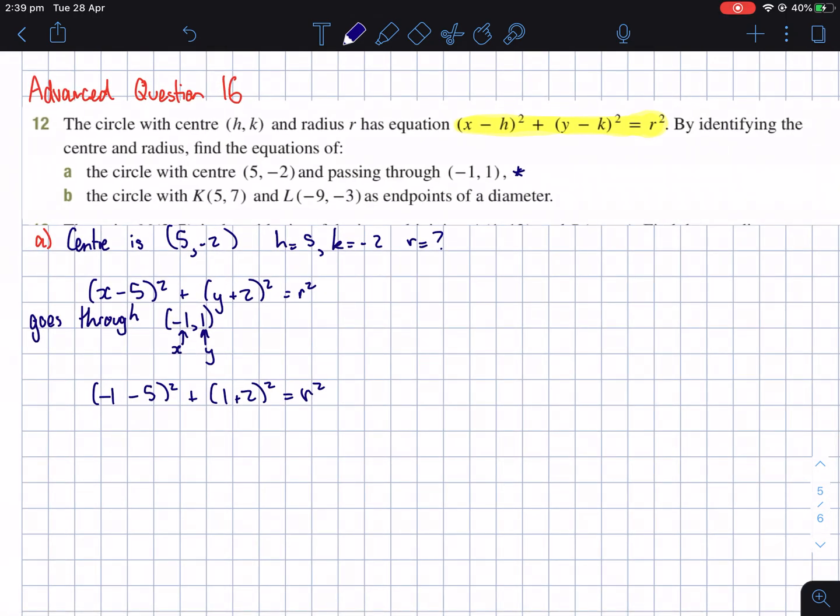Check that one on the left in the calculator. Negative 1 take 5 squared plus 1 plus 2 squared, 45 equals r squared. So r equals root 45, which is root 9 times 5. So it's 3 root 5.